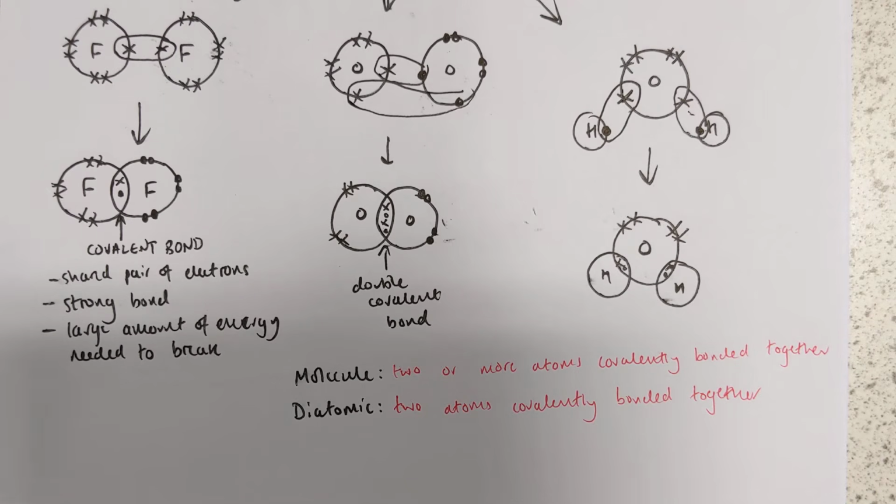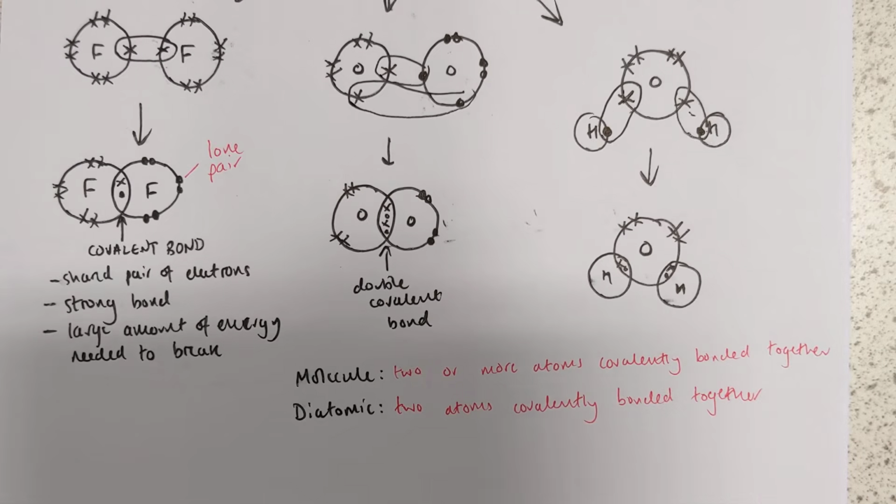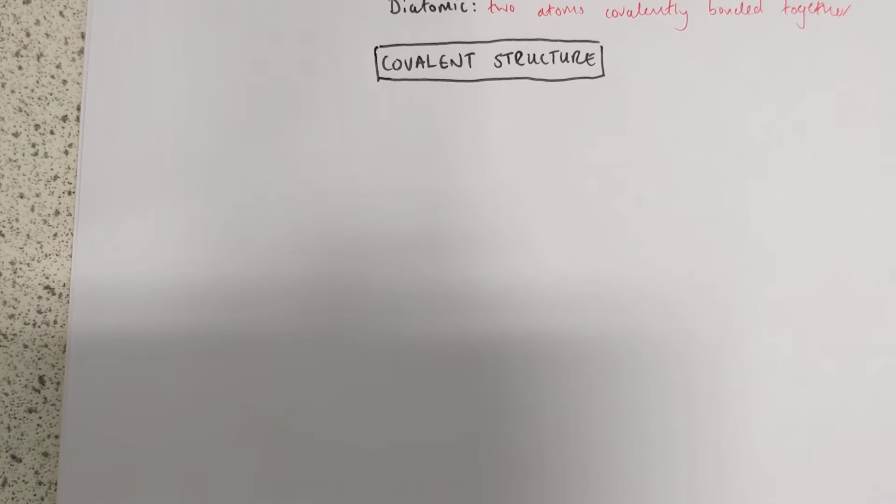One final definition is just within these diagrams here. We've already identified that the bits in the middle which are overlapping are known as covalent bonds. The pairs of electrons that are on the outside are known as lone pairs because they're not bonded to anything. So they're a pair of electrons by themselves known as a lone pair. So having looked at examples of covalent bonding through sharing electrons, we now need to look at covalent structure.